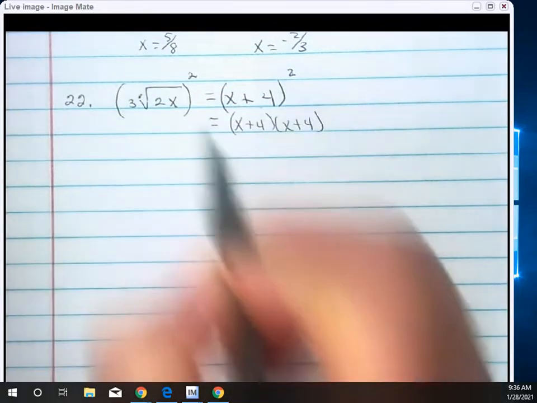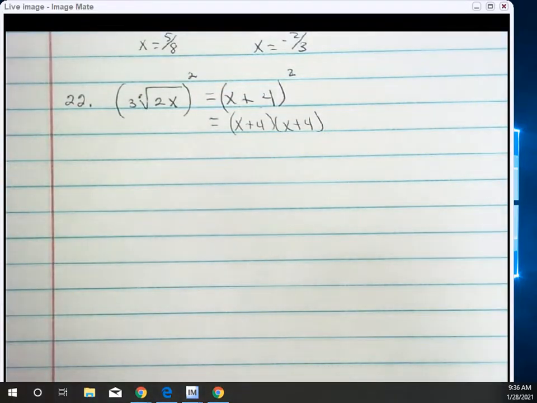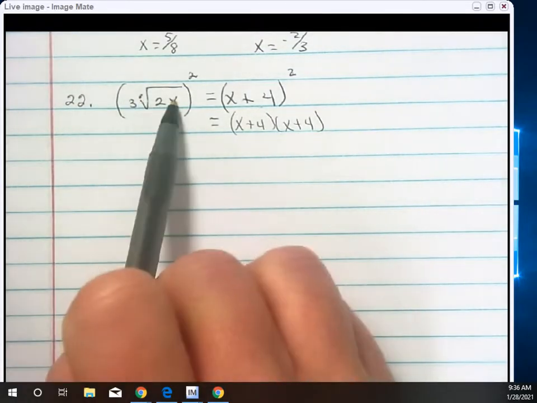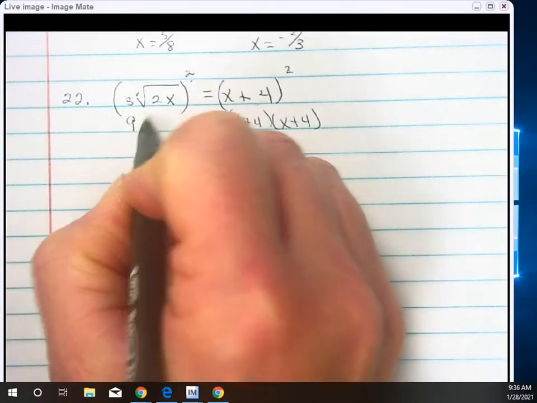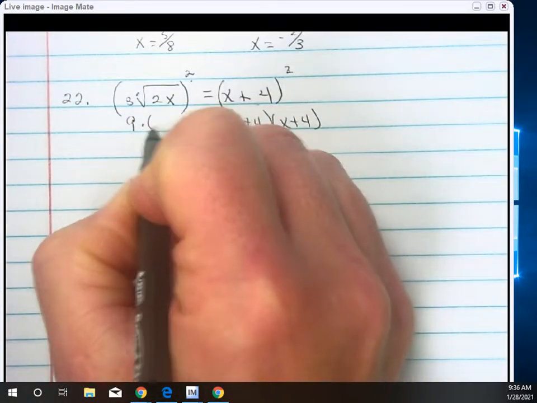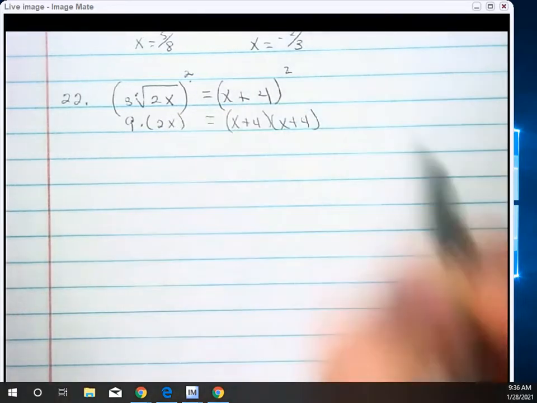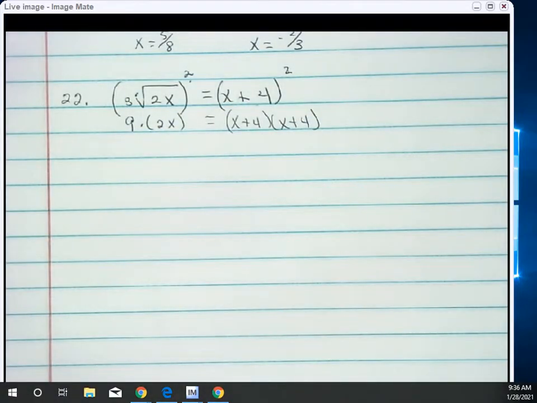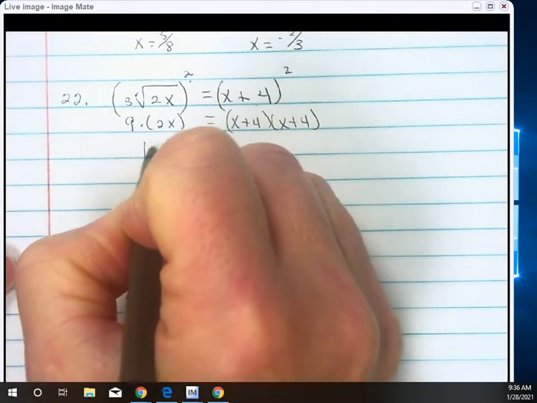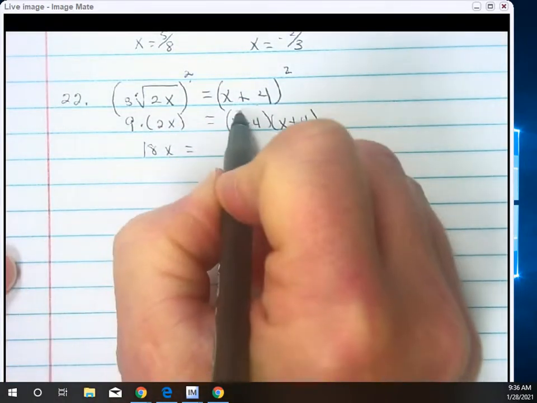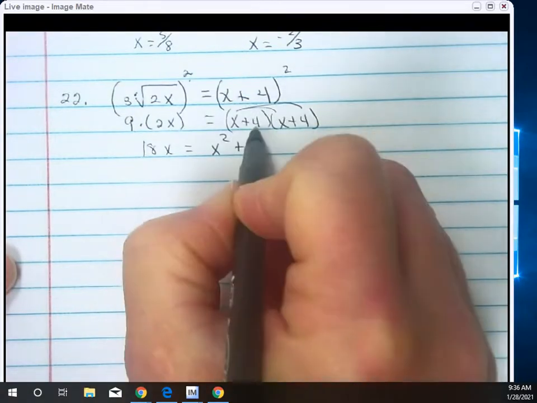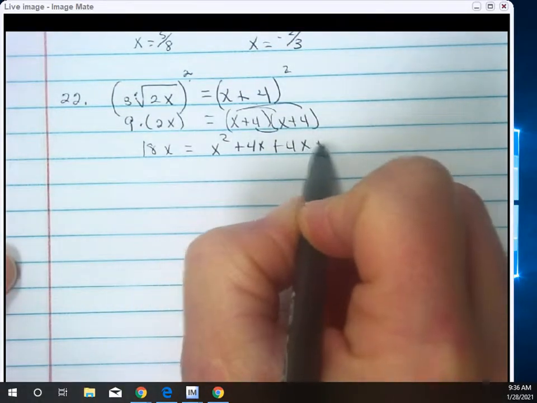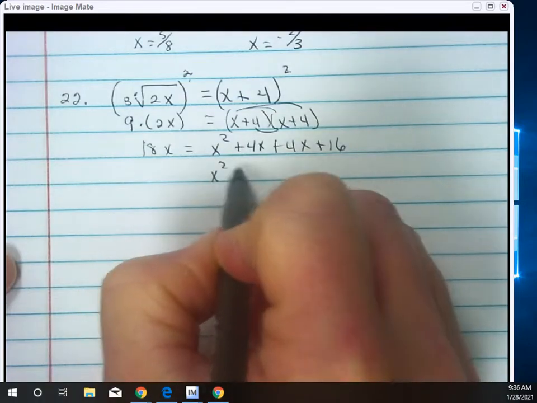Now, the rule for multiplying and dividing is everything inside the parentheses is raised to that power. This is all multiplication. Notice there's no plus or minus sign. 3 squared is 9, and the square of the square root of 2x is just 2x. 9 times 2 is 18x. FOIL, double distribute, combine like terms.